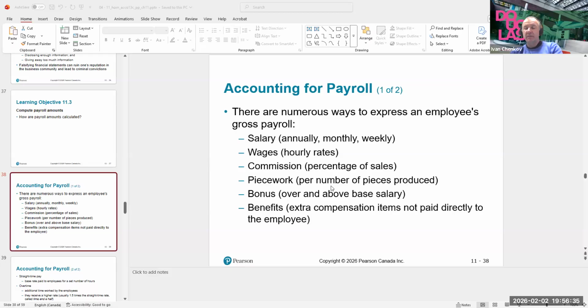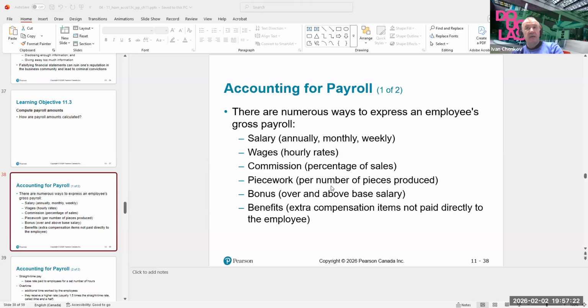Piecework. Piecework is, imagine, let's say we're a publisher, and our employees are book writers. Based on the pieces of work that we're going to print and sell, that employee is going to get paid by piece. Bonus is something that is paid above salary or wages or commission or piecework.